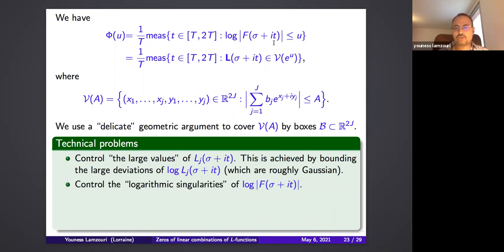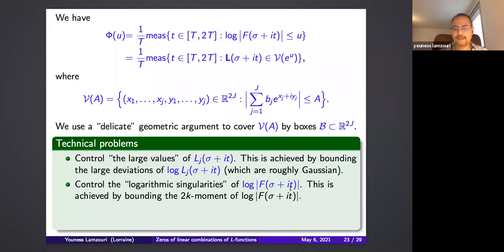Also, we would like to control the values where u can go to minus infinity. So u goes to minus infinity is the same as f vanishes, which is similar to controlling the logarithmic singularities of this log of the linear combination. This is in fact the main technical part that makes this exponent in nu in the main result very small. So this is in fact achieved by bounding the 2kth moment of log of the norm of f sigma plus it.